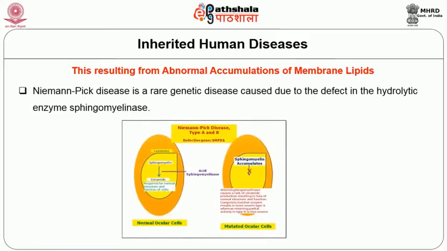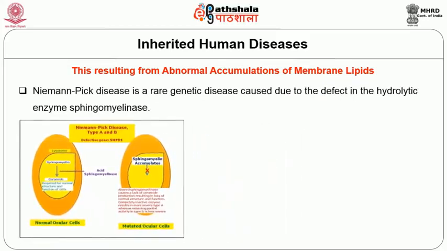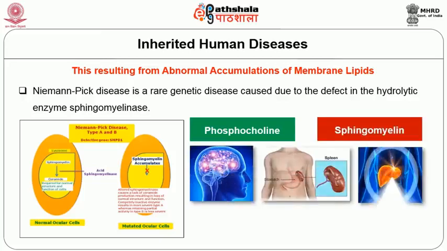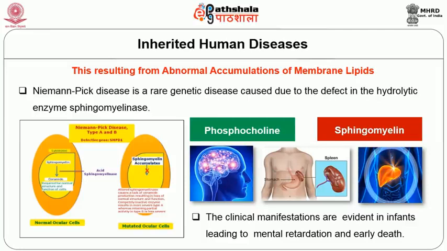Niemann-Pick disease is a rare genetic disease caused by the defect of the hydrolytic enzyme sphingomyelinase, which cleaves the phosphocholine from sphingomyelin. Sphingomyelin accumulates in the brain, spleen and liver. The clinical manifestations are evident in infants, leading to mental retardation and early death. You could see the normal ocular cells and mutated ocular cells in this picture.